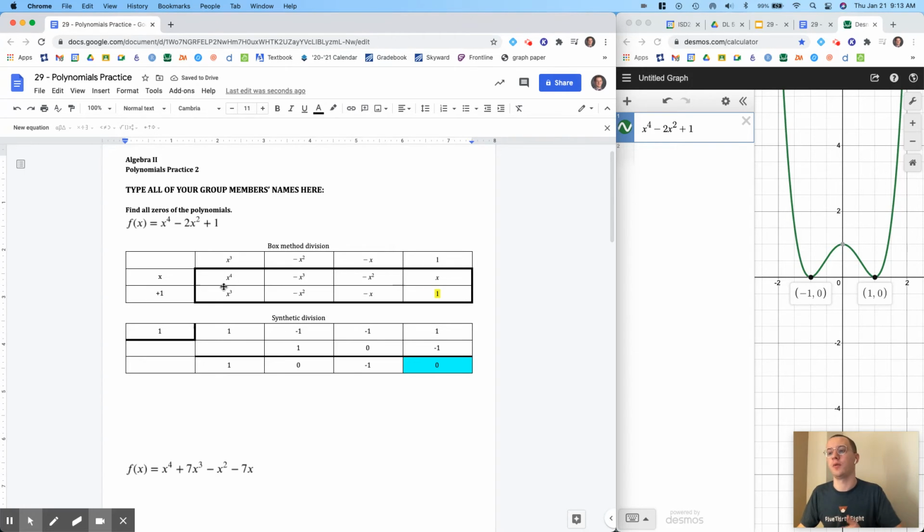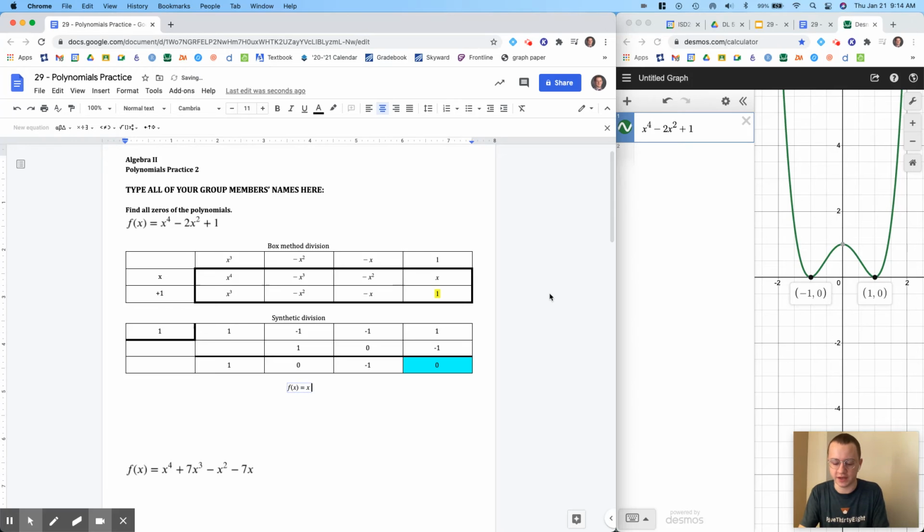Either way is fine with me. Just remember that I want to be seeing your work, and it's really helpful to me if you have these in a box so that I can actually read it a little bit easier than you just trying to type it all out. Okay, what am I left with now? Let's rewrite f of x. So down here, I'm going to rewrite f of x.